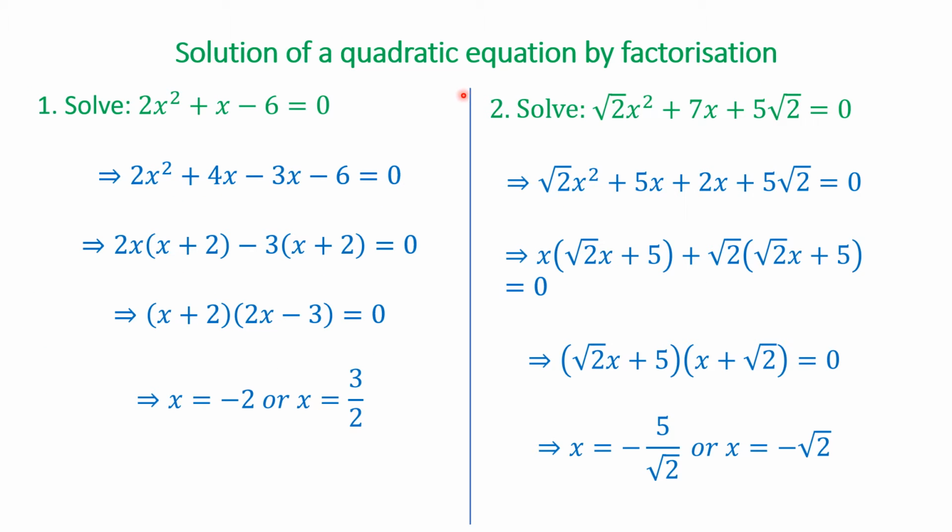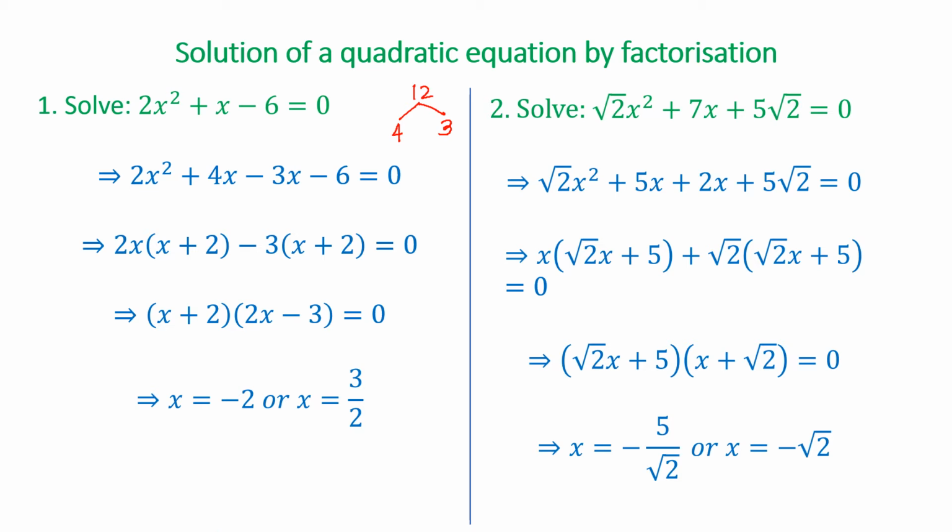Solution of a quadratic equation by factorization. So in this question, what we do is we will take the coefficient of x square term and the constant term, multiply it. So I get 2 into 6 is equal to 12. I find the factors of 12 to be equal to 4 and 3, the convenient factors with respect to my middle term. So my x gets divided as 4x minus 3x.